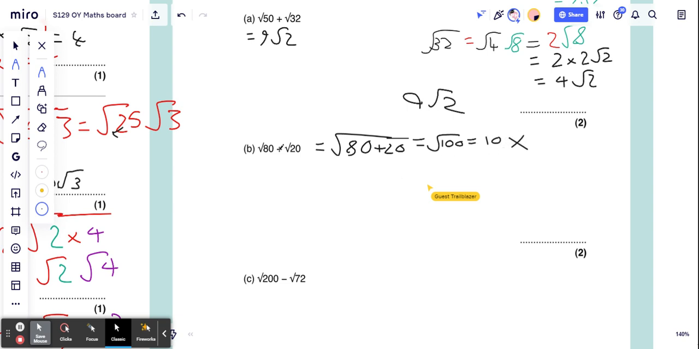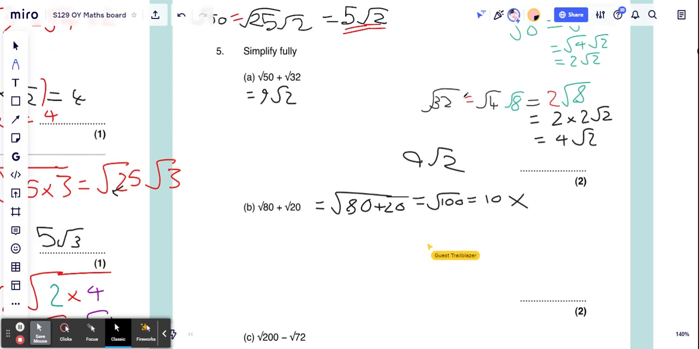You can do it if it was times. If that was the times, you could go ahead and do 80 times 20 and so on and so forth, but you can't do it with plus. So what we need to do is simplify these two surds until we get them into the same format. So that's what we did with A.